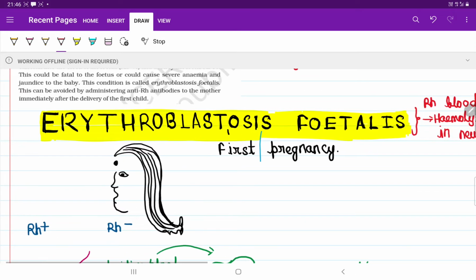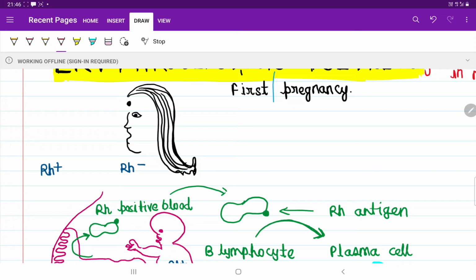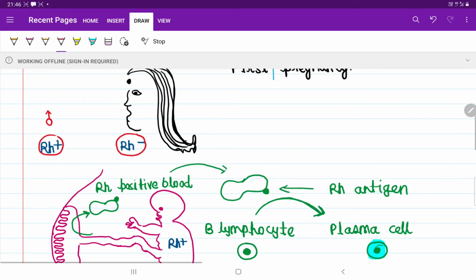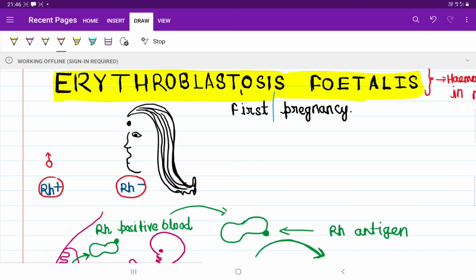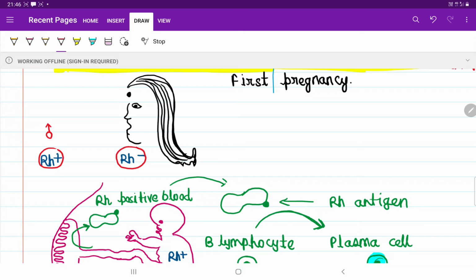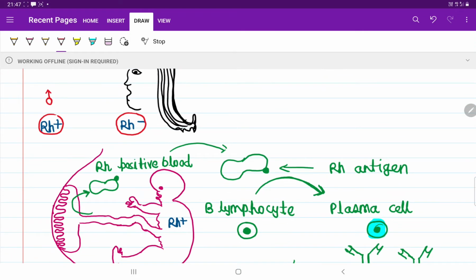Fine. So see, we have one lady, and this lady is RH negative. Whatever blood group she has, she is RH negative. And her husband is RH positive. Now in the next generation, it's possible the kid will be RH positive, and it's possible the kid will be RH negative. Take one situation: during the first pregnancy, she is carrying a baby who is RH positive. It is observed that the first pregnancy will be completely safe.